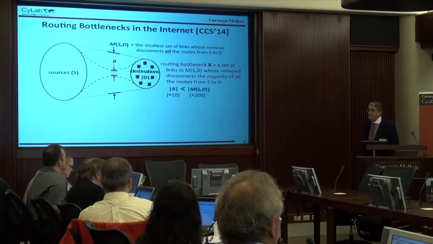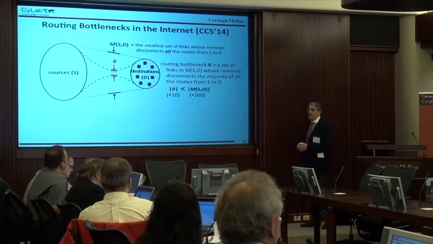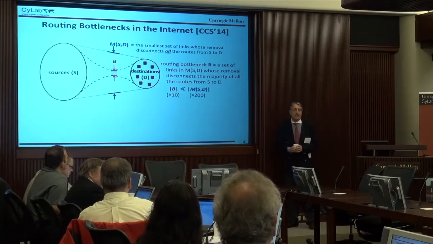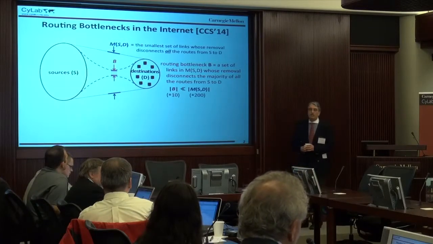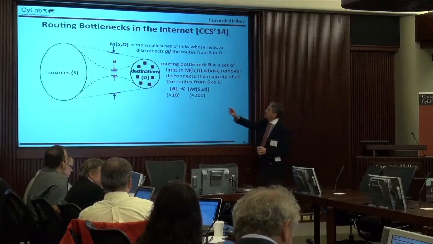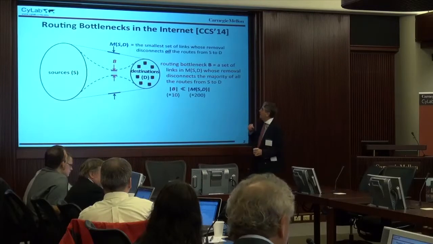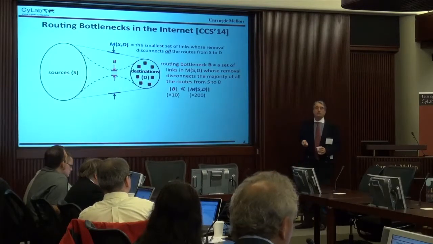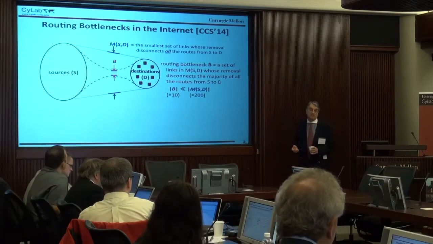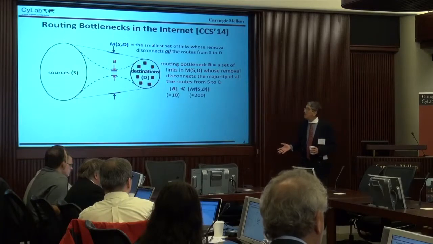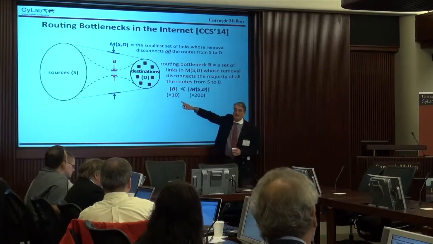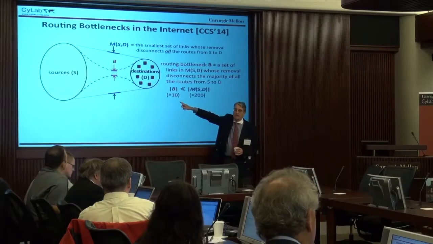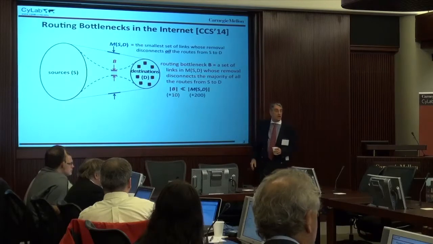But the problem is that what we found is that all these min cuts for any group of destinations in the internet have routing bottlenecks. The bottlenecks are a small set of links in the min cut that can disconnect the majority of the routes, such as 80% of the routes. So for example, the min cut might have 200 links and the bottleneck has 10. And these 10 links disconnect 80% or 90% of the route communication.